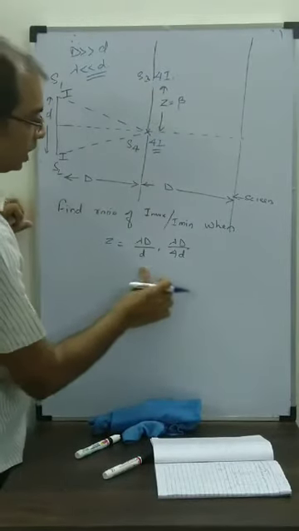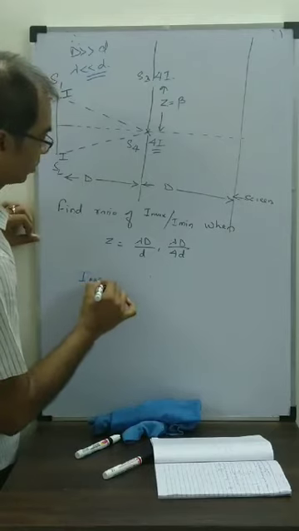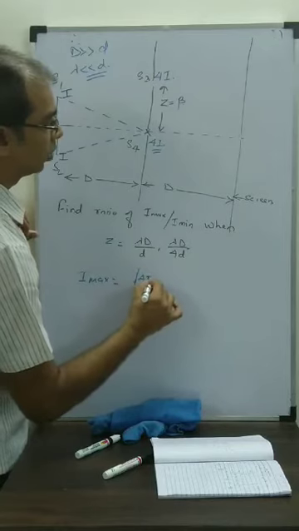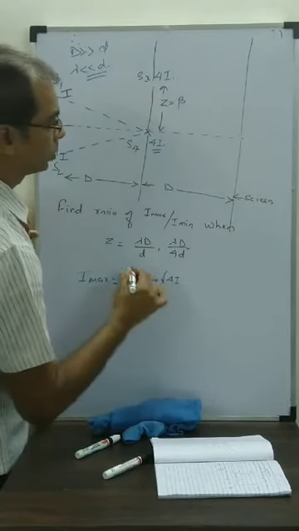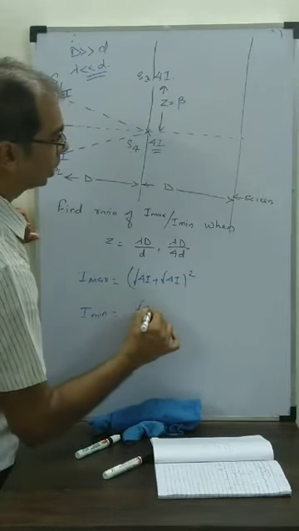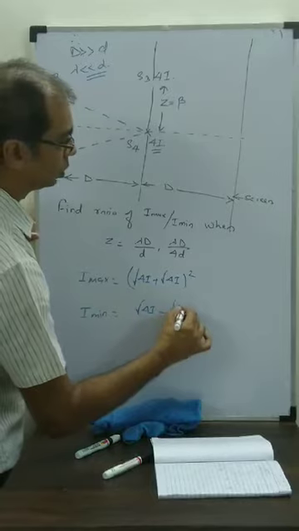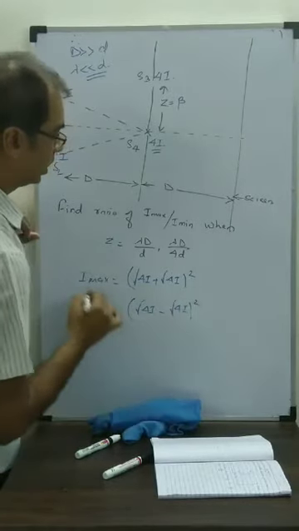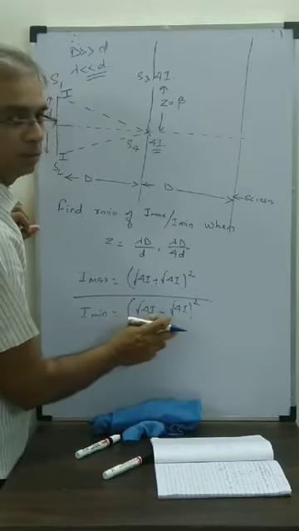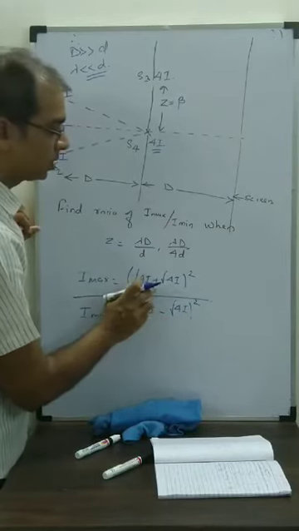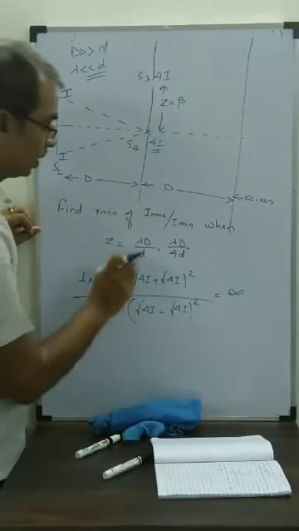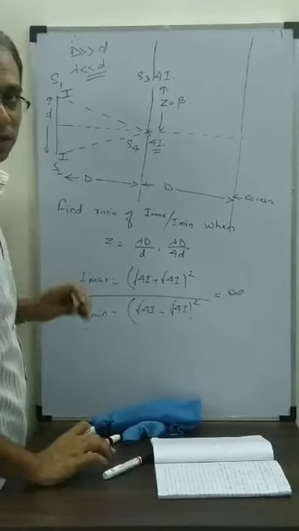Then in this case, what is I maximum? I maximum is root I1 plus root I2 whole square. That means root 4I plus root 4I whole square. What about I minimum? Root I1 minus root I2 whole square. Then the ratio of that. Now you see that this is 0. Denominator has become 0. So whatever this is, by 0 is infinity. So B option's answer is infinite, that means undefined.